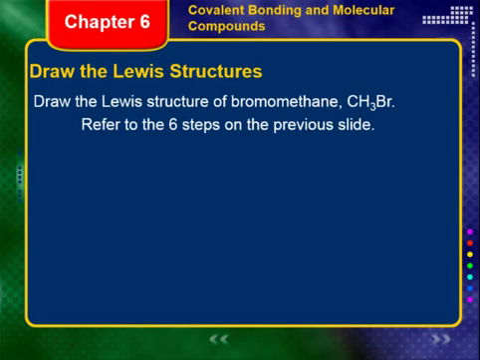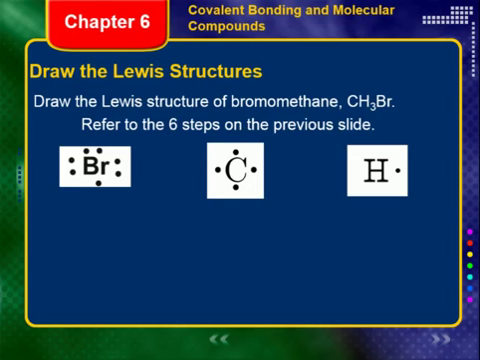All right, one of the first things we need to do is identify what elements are present. Now, we have bromine, we have hydrogen, and we have carbon. I have 1 carbon, 3 hydrogens, and 1 bromine. Okay, so now I've identified how many of each atom type I have. Next, I'm going to draw the electron dot notation for each of those elements, which is as follows.